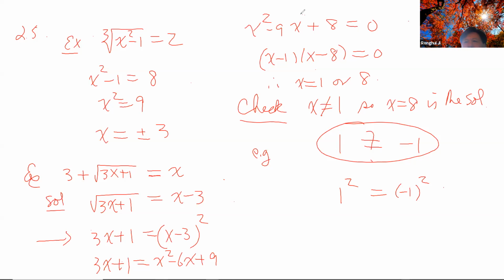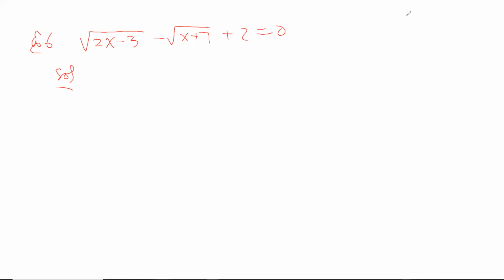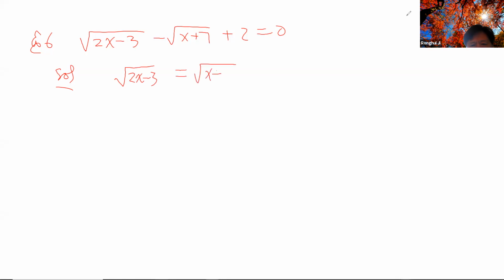Okay, let's try another one. Now this one is 2x minus 3 minus square root of x plus 7 plus 2 equal to 0. And so we moved everything to one side. Then what can I do from here? Even though I moved everything to one side, I cannot do anything, right? So therefore, what should I do? Move square root of x plus 7 and also move 2 to the right side. You don't have to do both of them. You could just do one of them. But in any case, your goal is to clear the square root, okay?